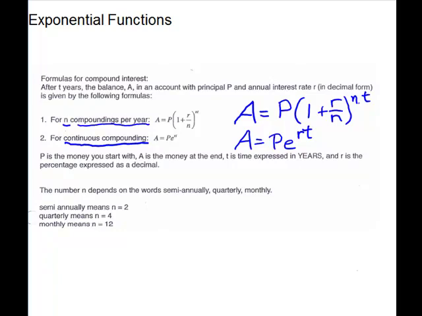N is your compounding intervals. For the second formula, this one compounds continuously. It uses our E for a base, and the exponent is the rate times the time. So your rate would again be as a decimal. Your time is in years. For your compounding intervals for the N, semi-annually means N equals 2. That's twice a year. Quarterly means N equals 4, which is 4 times a year. And monthly, N equals 12.